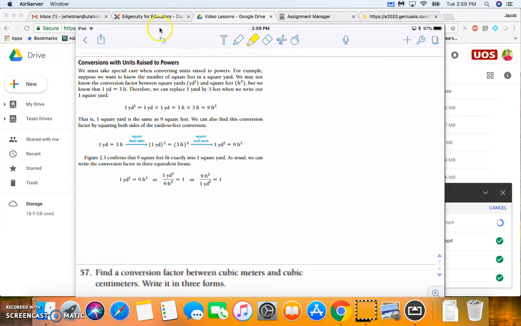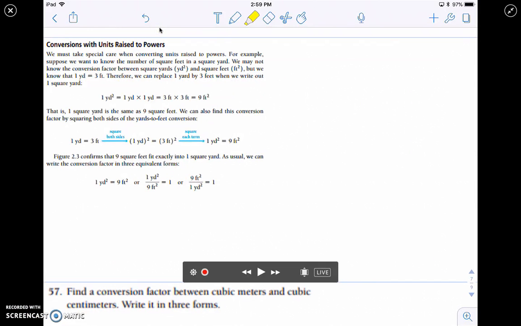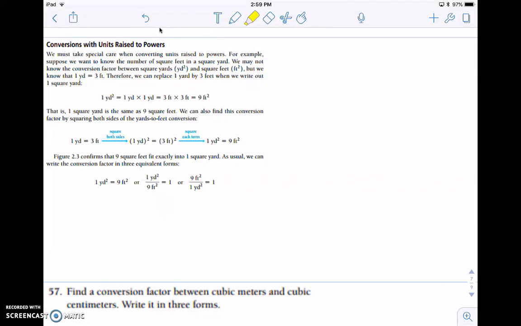Okay, this is part 3 of Unit 2A, dealing with unit conversions and analysis. For this part, we are going to be looking at when you make conversions with units that are raised to powers. So when we start to go into 2 or 3 dimensions, we've got to be really careful to make sure that we fully compensate.